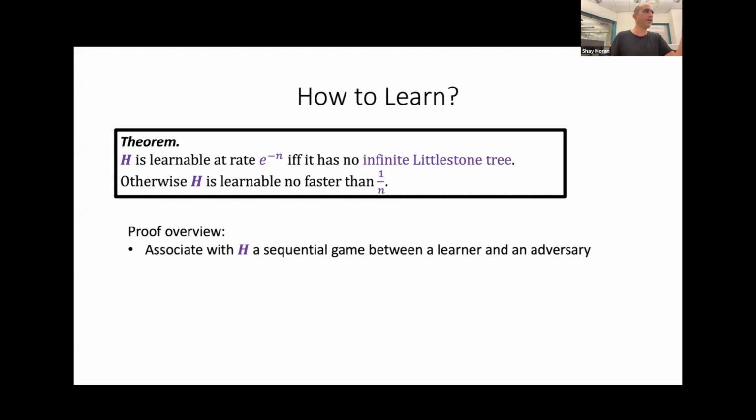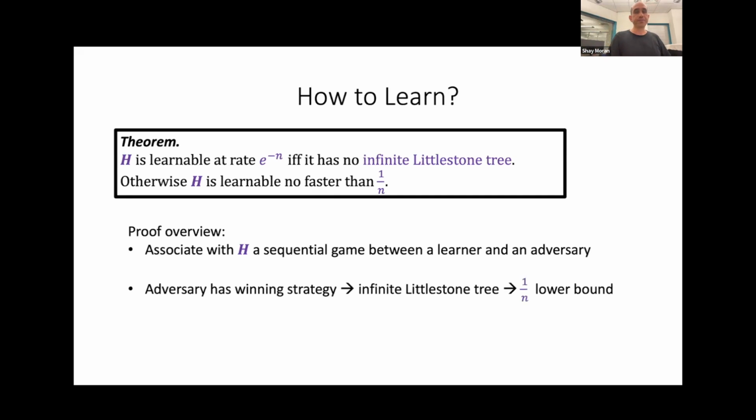So think about the following game. I play against Avi. In every round, one of us writes a digit, either 0 or 1, on the infinite board, and we play indefinitely. After we are done playing, we look at the infinite binary sequence that we produced. If it encodes an irrational number, Avi wins, and otherwise I win. This is the type of game we have here. What we show is that if the adversary has a winning strategy, then there is an infinite Littlestone tree, which gives us a 1 over n lower bound.